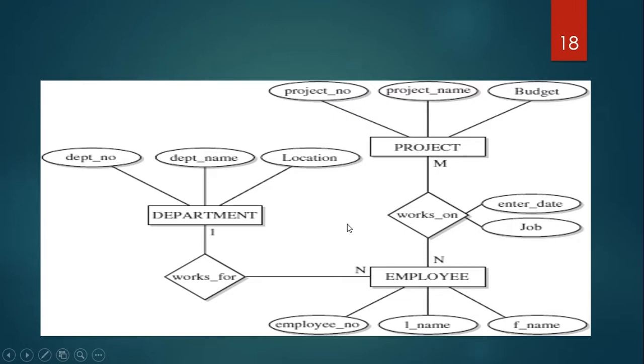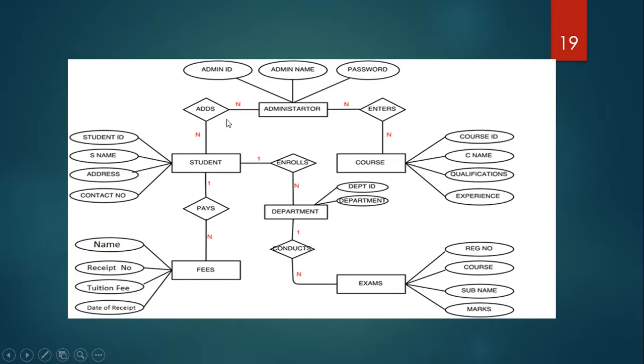This is another example of an ER diagram. This is another case. Here there are things like student, course, exams, fees, administrator. So the environment here is that a particular administrator admits or adds students to a course, and the student is getting enrolled to a particular department. The department conducts different exams. Similarly, the administrator adds more courses.